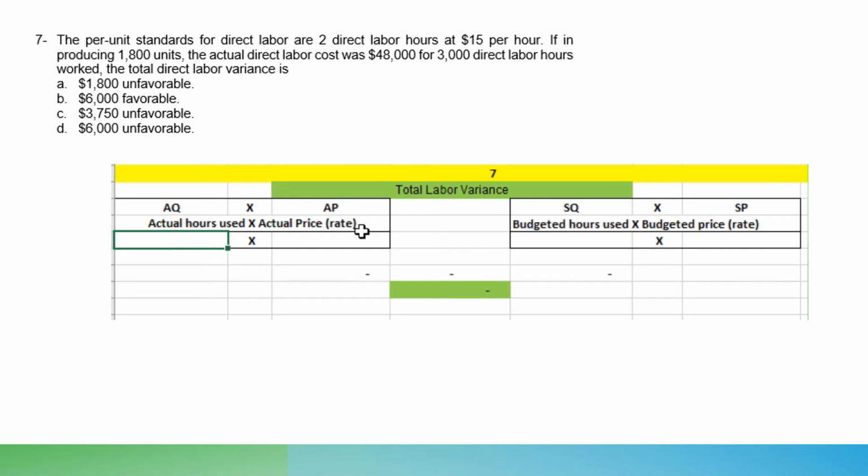In this case, we had 3,000 hours used, and for our actual price or rate, we have to take the $48,000 spent divided by the 3,000 hours to get a $16 actual price per hour, total of $48,000 spent. On the budgeted hours used, it typically would take 2 direct hours, so 2 times the 1,800 units produced would be budgeted hours of 3,600. In this case, we're told that the budgeted price is $15 per hour. So our total budgeted labor was $54,000 for 1,800 units. Because our budget exceeds our actual, we have a $6,000 favorable variance in this situation.